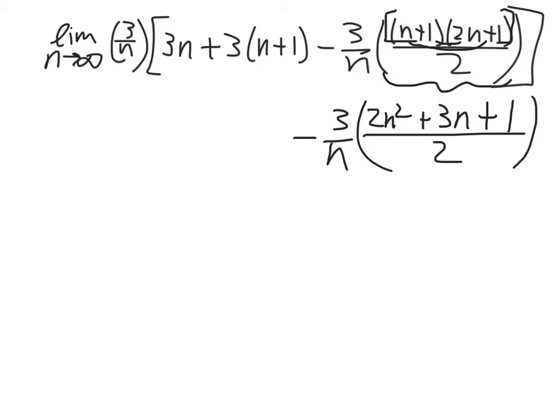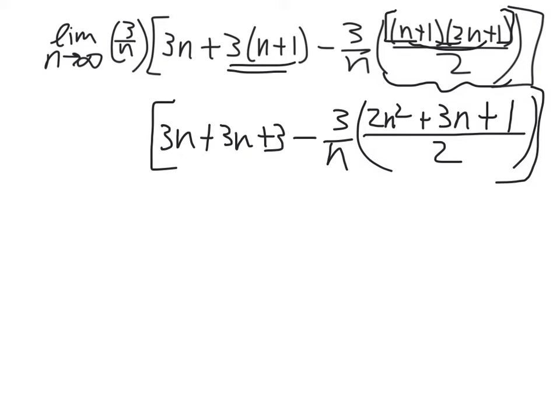Now, the rest of this, that had simplified to 3 times that quantity, so we can multiply the 3 through there. And then we still have the 3n as our first term. So, let's see.